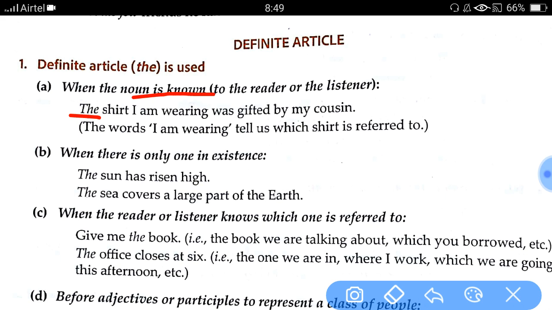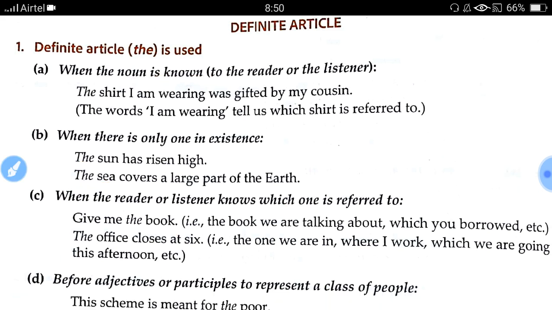Secondly, when there is only one in existence. One in existence means the universal one. The sun, the sea, the earth. These are all one in existence. The next one, when the reader or listener knows which one is referred to. So the particular one which is being spoken of is known to the listener or the speaker. Give me the book. That means the person to whom it is asked is aware which book is being asked for.